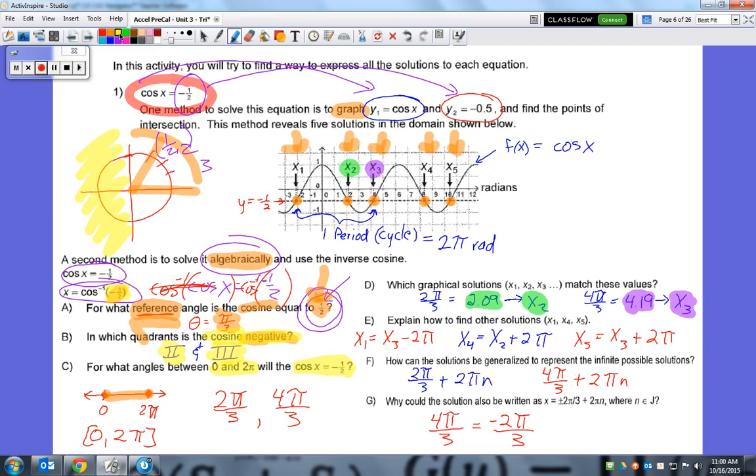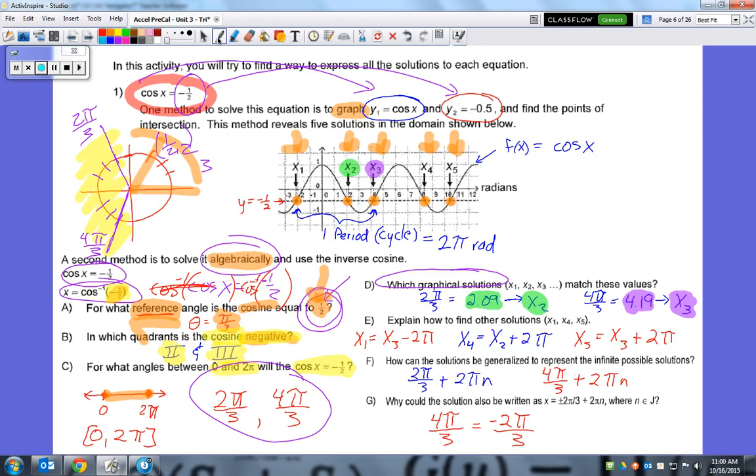Well, if I'm looking at this, it'll be 3, 2, 1, so it's at this one, and then 3, 2, 1, it's at this one. So that's why I have 2 pi over 3 written and 4 pi over 3 written here. But it's then further going to ask, well, which graphing solutions, x1, 2, 3, and 4, match these?